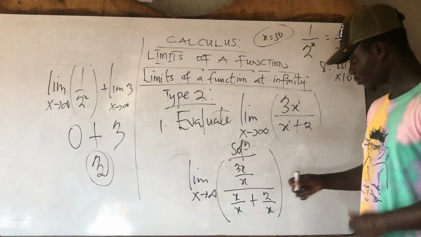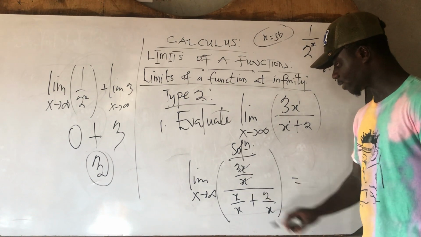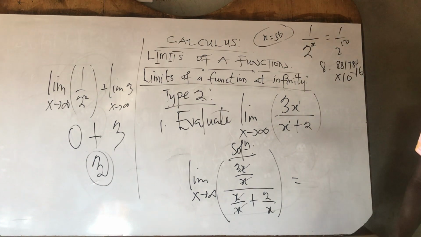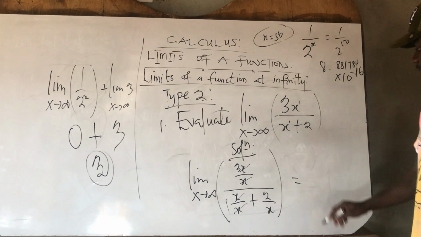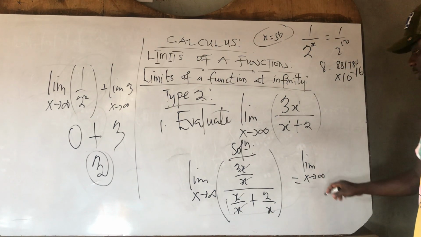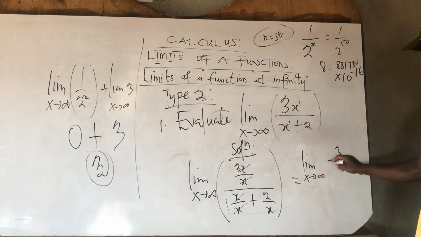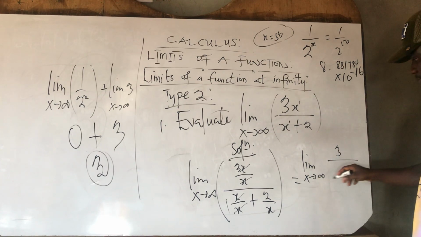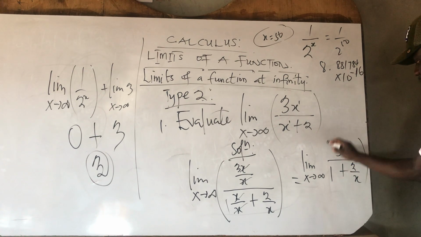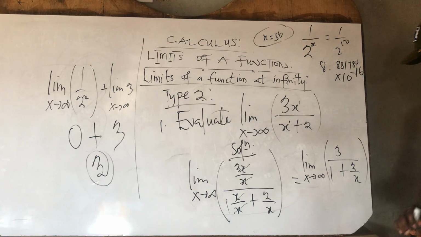So now, this variable cancels that variable, and this variable cancels this variable. So we have here to be 1. So I can say that the limit as x approaches infinity of 3 all over 1 plus 2 over x. What will be the limit of that? So for this, what will be the limit?